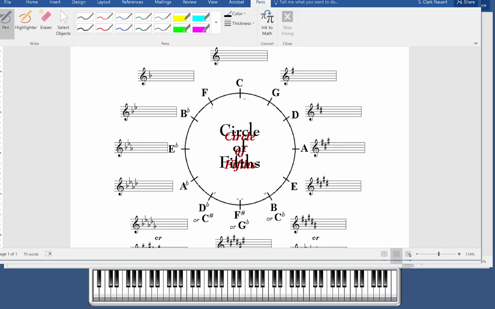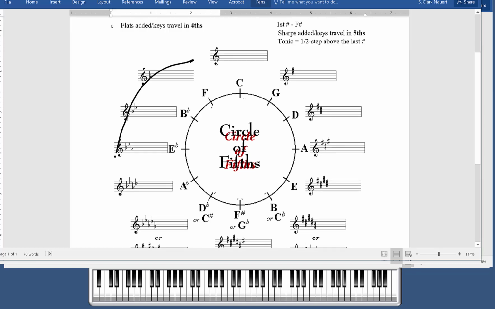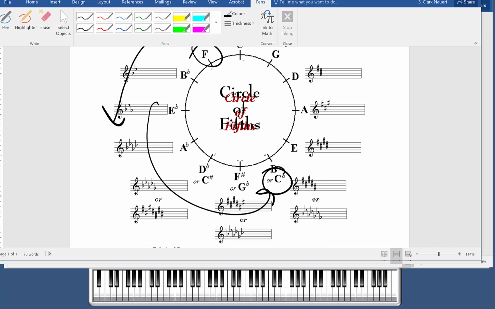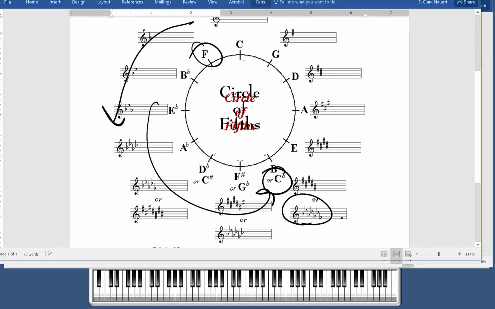They travel around the left side of the circle, all the way from F with 1 flat to the key of C flat. It has 7 flats. And there they are. There are the 7 flats there.